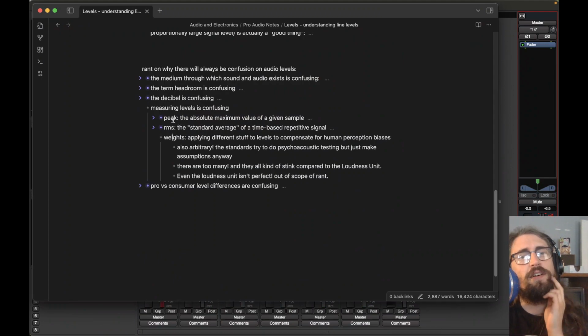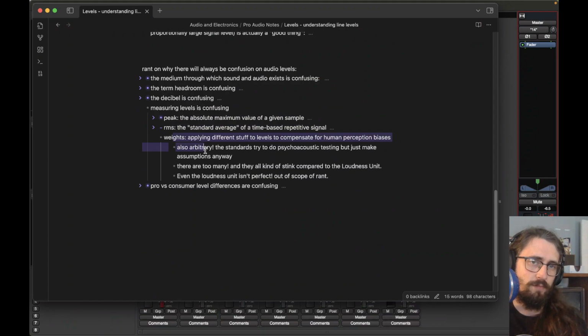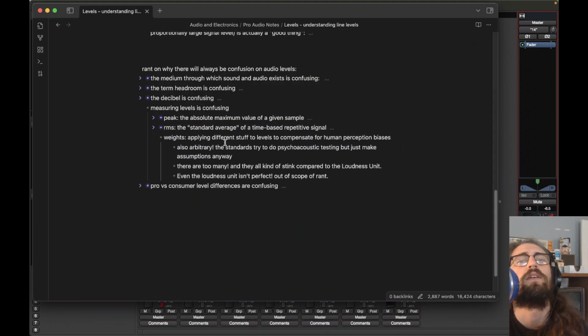And then all of this is just for signal sampling. Signals do not necessarily follow human perception. So you have to think about how we are processing the audio. Are we weighting it? What are the different standards for these? Just use the loudness unit. Who cares?